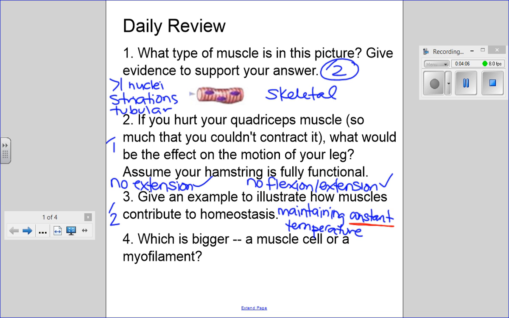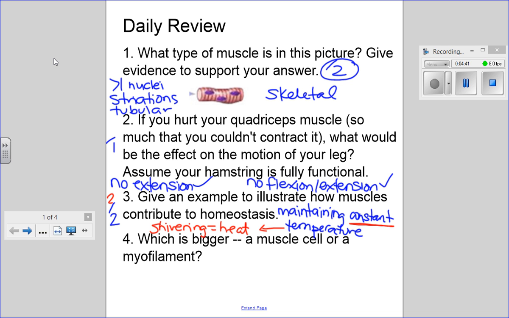And how do your muscles do that? Shivering produces heat. So if you shiver, then you will increase your body temperature back up to the normal constant temperature your body is hoping for. So I'm looking for what constant condition are you maintaining, and what is your muscle doing to help maintain that. So that's how you would get 2 marks. Do people want to volunteer other suggestions for what your muscles do to maintain homeostasis?